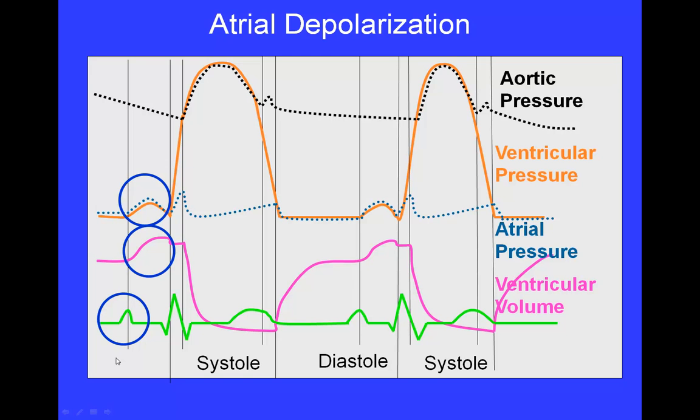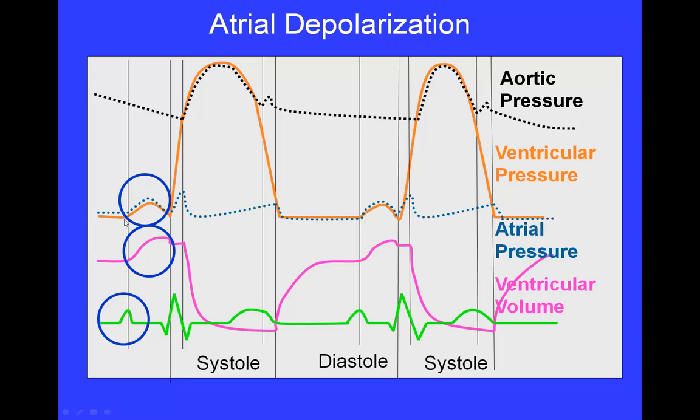So the first thing that happens electrically is the SA node fires. That electrical activity goes down through the internodal pathways, hits the AV node, goes down through the bundles of His, and then the Purkinje fibers. But when this P wave fires, it causes an atrial contraction.